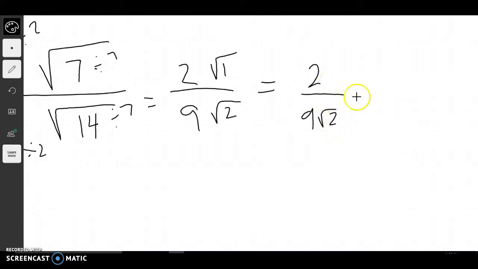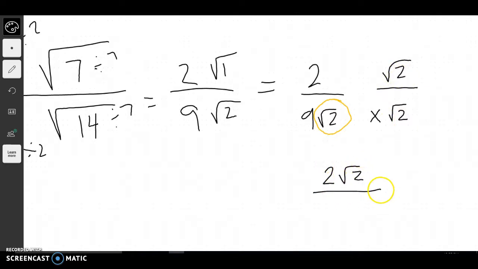Now, I would not accept this answer. And the reason I would not accept this answer is because of this big issue right here. On the bottom, we have a radical. And we can't have a radical on the bottom. So after you divide, if you end up with a radical on the bottom, what you need to do is you need to rationalize it. If you remember how we rationalized it before, we multiply the top and the bottom by radical 2, which would give me 2 radical 2 over 9 radical 4, which would be equivalent to 2 radical 2 over 18.